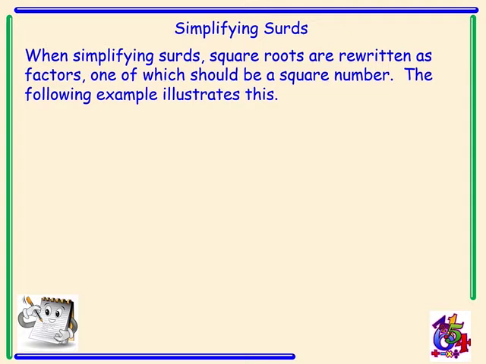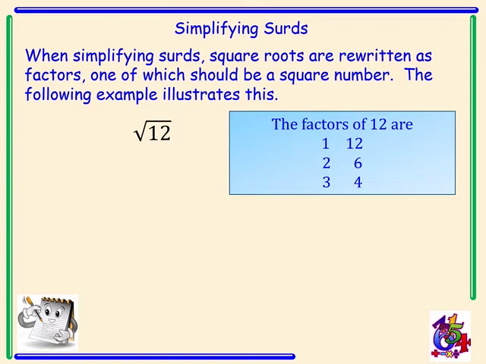What we also need to be able to do is simplify a surd. So when simplifying surds, square roots are rewritten as factors, one of which needs to be a square number. So when we have a surd, we split it into a square number and a normal number. It'll be best when we look at an example. So here we have root 12. Let's think about all the factors of 12. We need to pick the factor pair which has a square number in it.